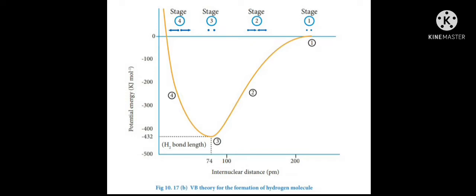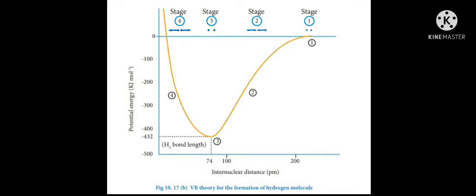At this stage, there is a maximum overlap between the atomic orbitals of hydrogen atom A and hydrogen atom B, and hence they are bonded together by a covalent bond. Now, a covalent bond is formed between hydrogen atom A and hydrogen atom B. The hydrogen-hydrogen bond length is equal to 74 picometer. It is given by the internuclear distance.